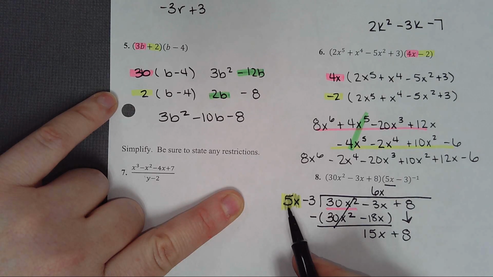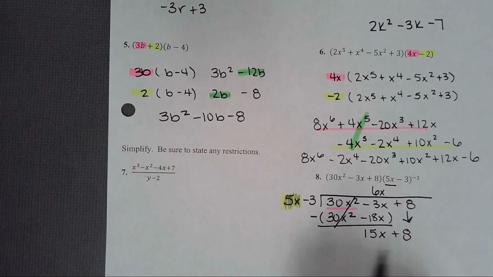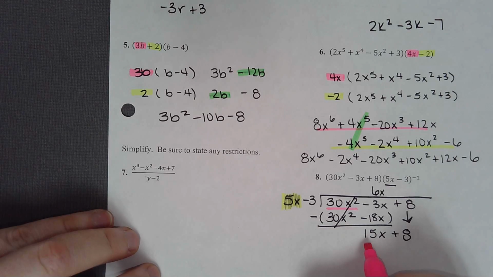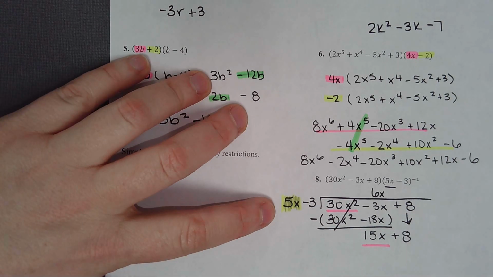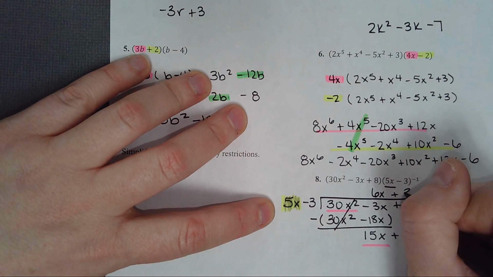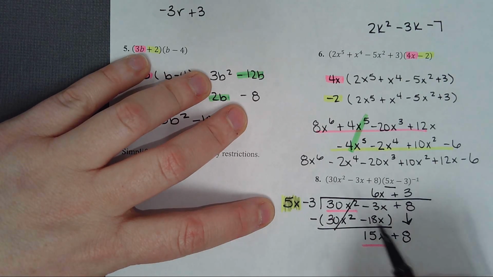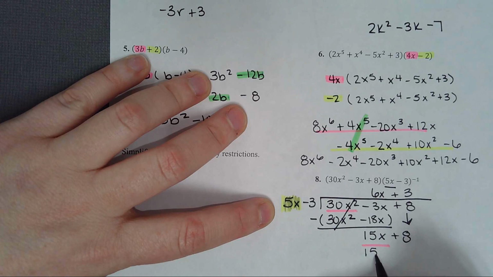What times 5 gets me 15? Because once again, we're looking at this first number here. It's going to be 3, and there's already an x, so I don't need an x, so plus 3. 3 times 5 is 15x. 3 times negative 3 is a negative 9.